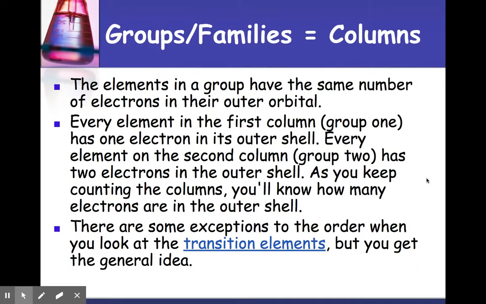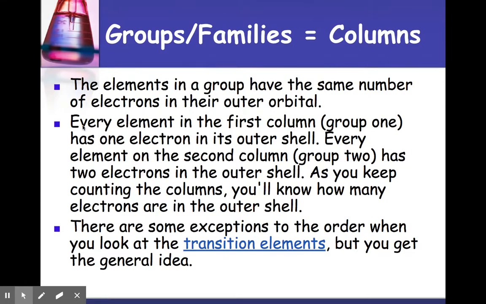So depending on its column or its group slash family, that will tell you how many electrons are on the outer orbital. I was telling you about those atomic orbitals, or those circles that go around the nucleus of the atom. The number of electrons found on the outside orbital is determined by the group or the family.